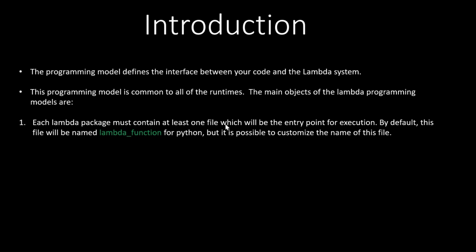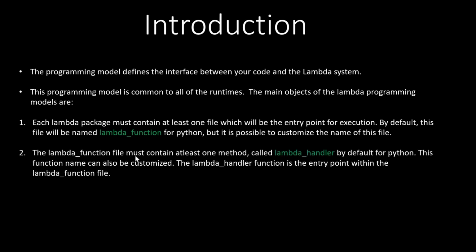Each Lambda package must contain at least one file, which will be the entry point for execution. By default, this file will be named lambda_function for the Python runtime, for example, but it is possible to customize the name of this file. Then this lambda_function file must contain at least one method called lambda_handler by default in case of Python. This function name can also be customized. The lambda_handler function is the entry point within the lambda_function file.